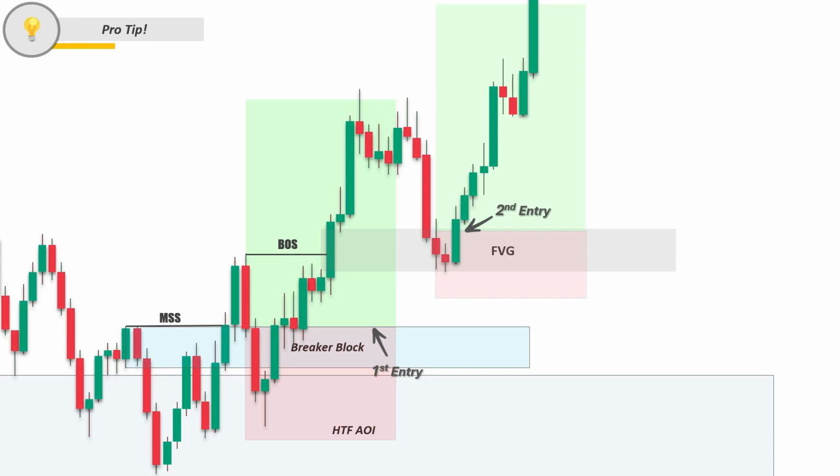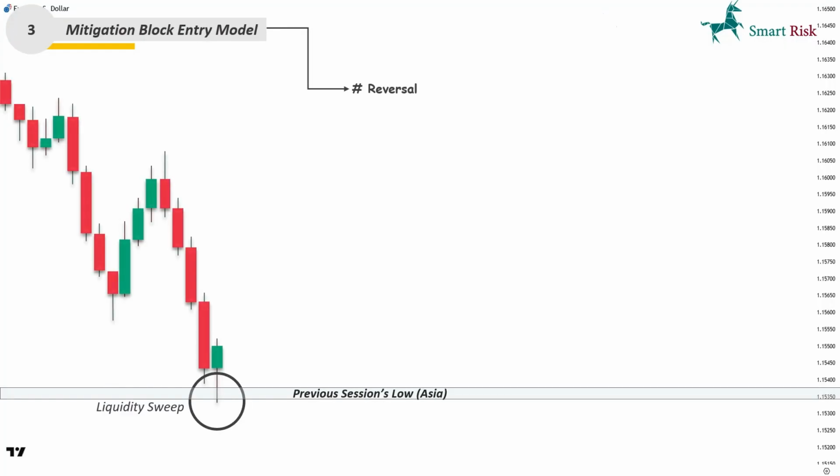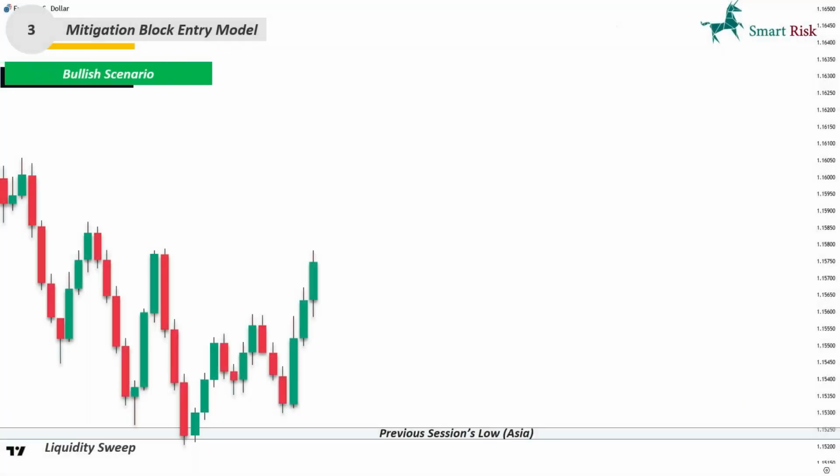Now let's move to the third entry model, the mitigation block entry model. This entry model is one of the most powerful models you can use for reversal trades. Just like the previous models, for this entry to be valid, the price must originate from a higher time frame key area or form this pattern after sweeping a major liquidity level. Without that higher time frame context, the setup loses its strength.